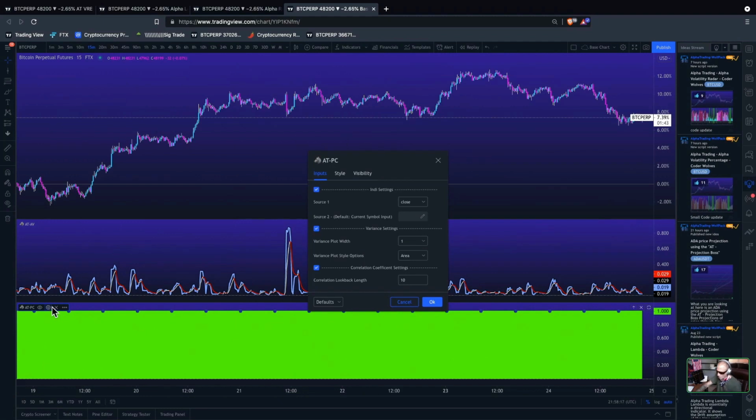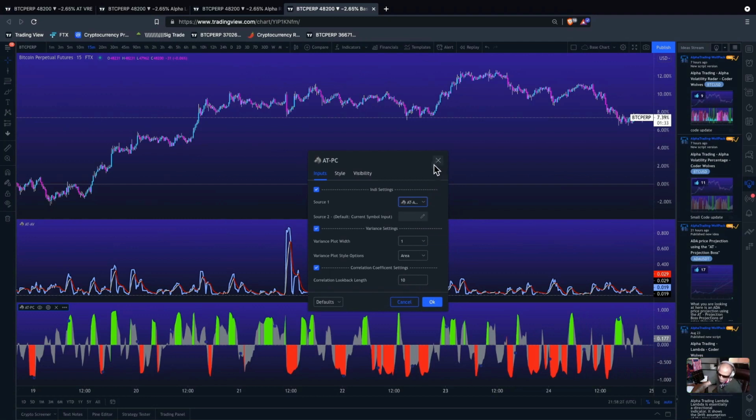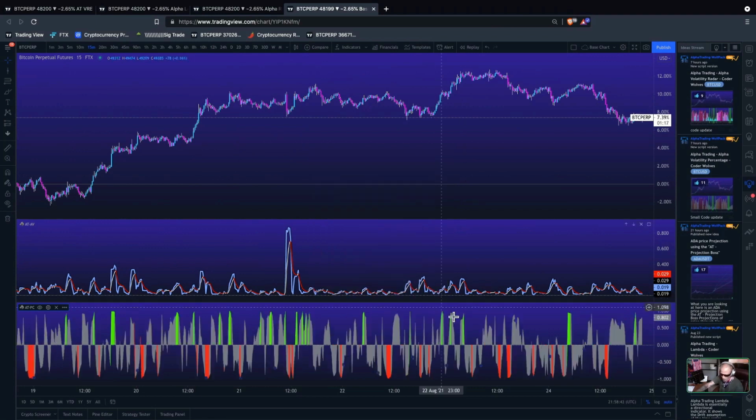Go into the settings on the Pearson correlation. It's showing all the different variance settings, right? I want it on the variance plot. Also, on this specific indicator I have the look back set on a 5 for scalping reasons. Set the look back on the Pearson correlation to a 5. Now look at all the breaks in correlation. Do you understand now how important it is to understand volatility expansion?